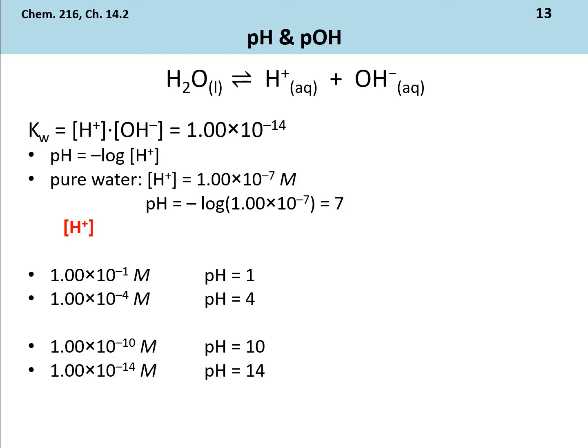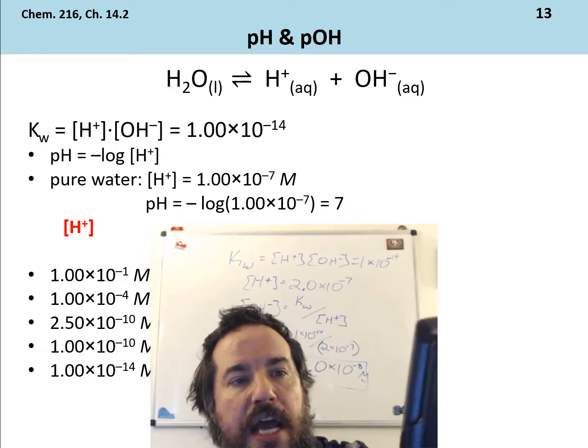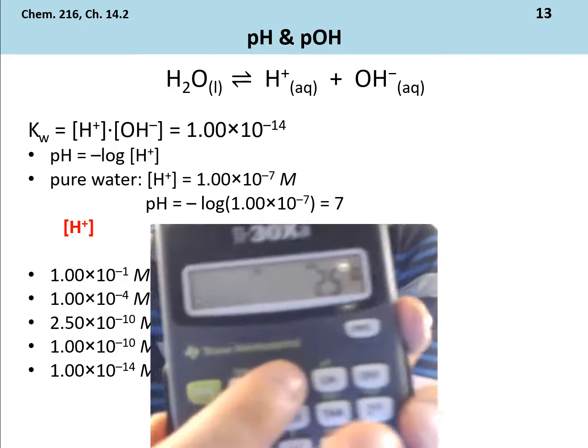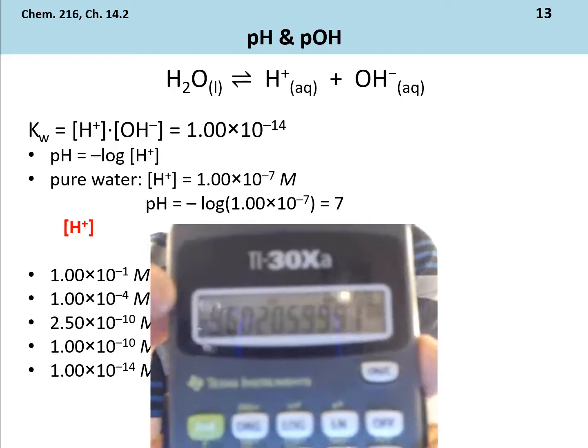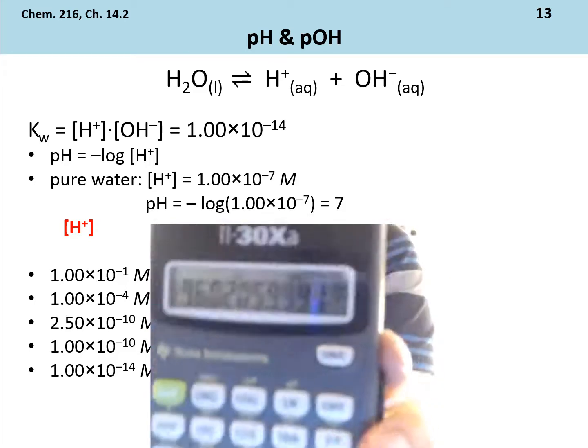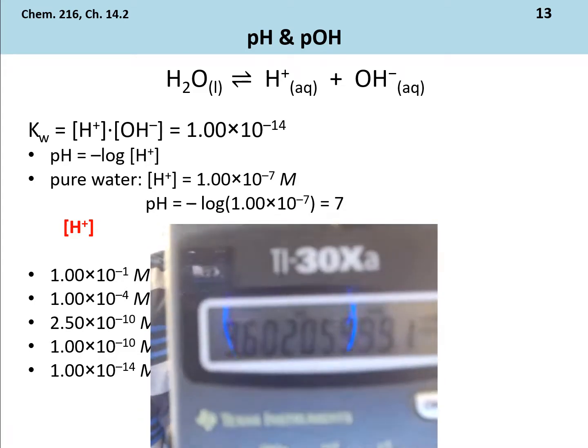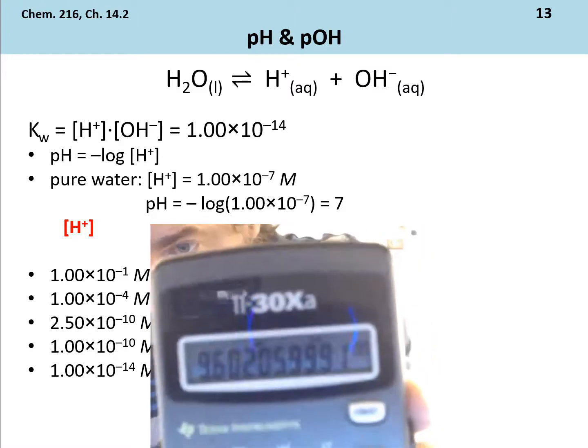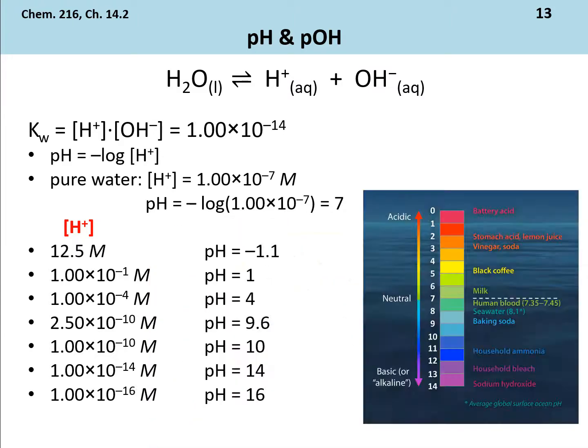We could also do pH for something that's not a nice round number. Like let's say we had 2.5 times 10 to the negative 10. If I want to figure out its pH, I can do the log of that. I get negative 9.6. And so I take the negative of that and I get 9.6. Okay? All right. So this is our pH scale.